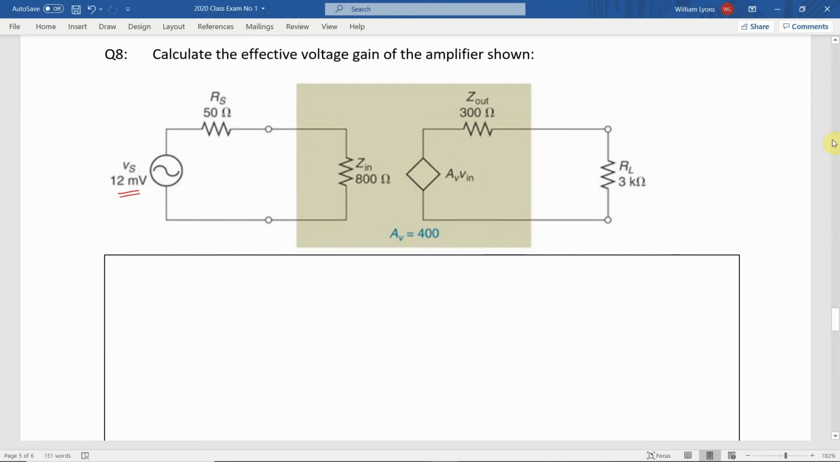The input impedance is 800 ohms. The voltage gain is 400. The output impedance is 300 ohms. And it's connected to a load resistance of 3 kilo ohms.